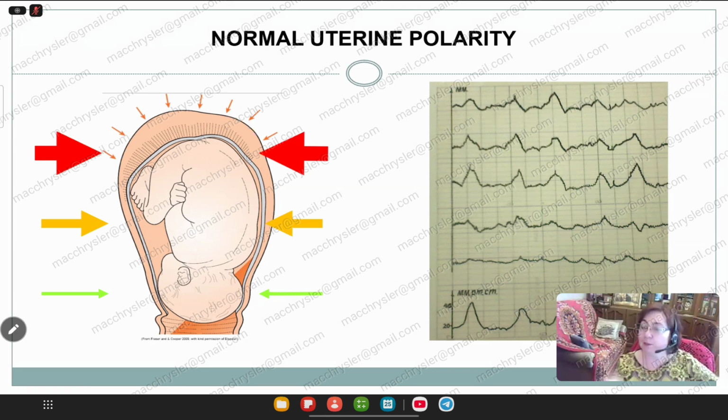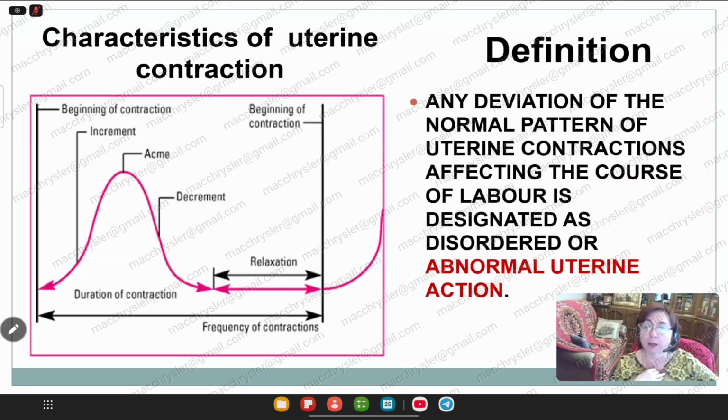If polarity is normal, contraction is usually also normal. What does abnormal uterine contractions mean? Any deviation from the normal parameters I gave you, which can lead to abnormalities of labor, we call abnormal uterine contractions.